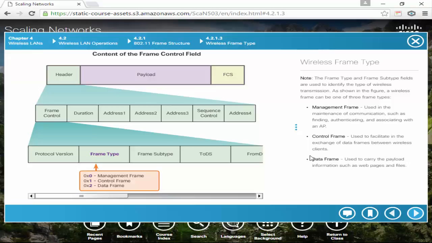Then we have our data frame, used to carry the payload information, such as web pages and files. So these two come first, then we send the data. Probably control ends it. If we wanted to sign into a different SSID, do a different management. And that's as general as I can get. Just showing our same frame from before.